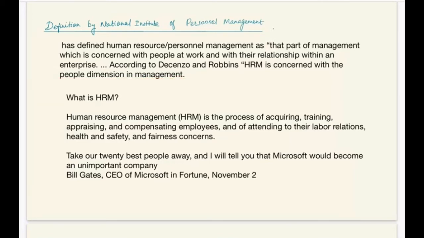As we have already discussed, the National Institute of Personnel Management says HRM is concerned with people at work, with their relationship within an enterprise. So, in an enterprise, how people behave with each other. What are the facilities needed for people at work? This is our main concern.